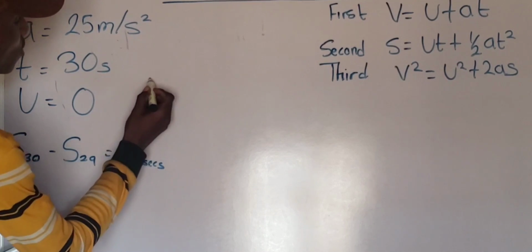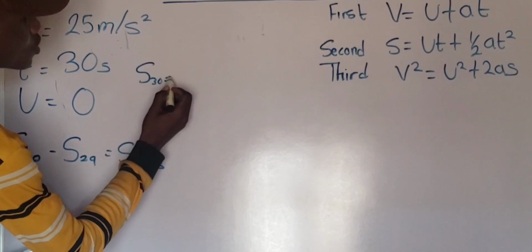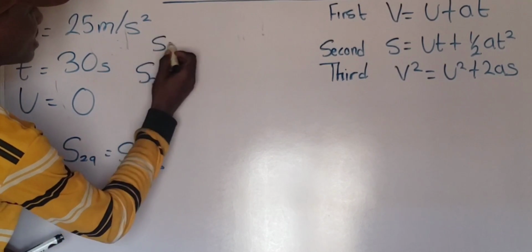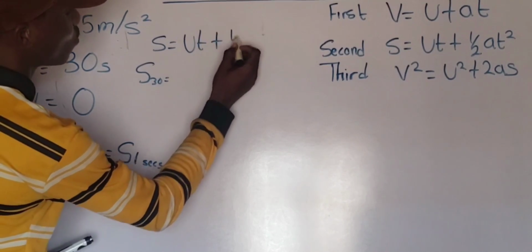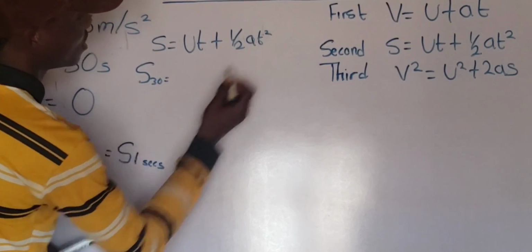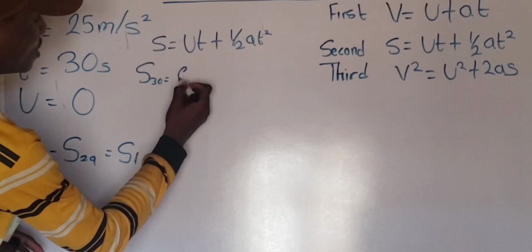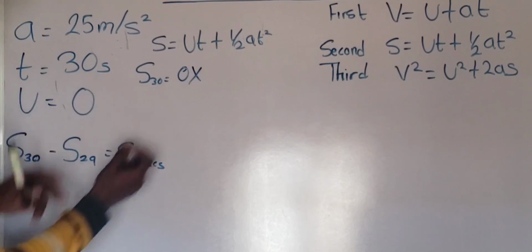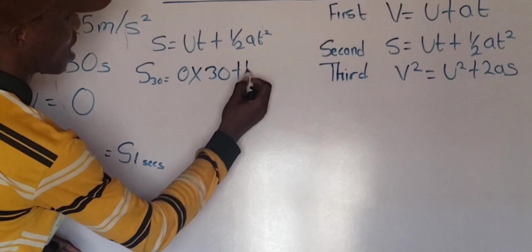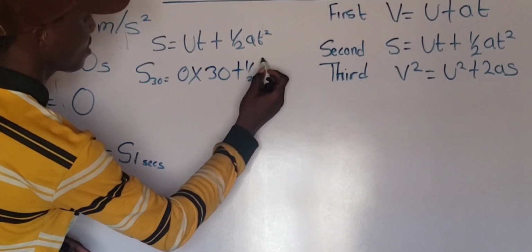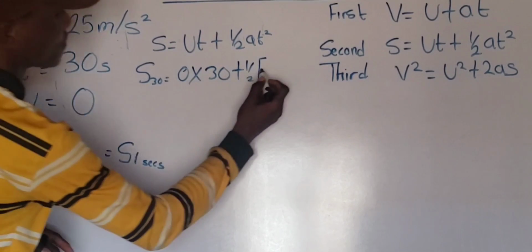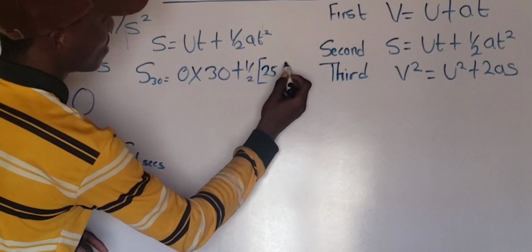So let's go. The distance in 30 seconds is equal to ut. Don't forget that s is equal to what? ut plus half at squared. So the distance in 30 seconds is equal to u, u is what? 0. 0 multiplied by t, t is 30, plus 1 over 2 at squared, a is 25, multiplied by 30 squared.